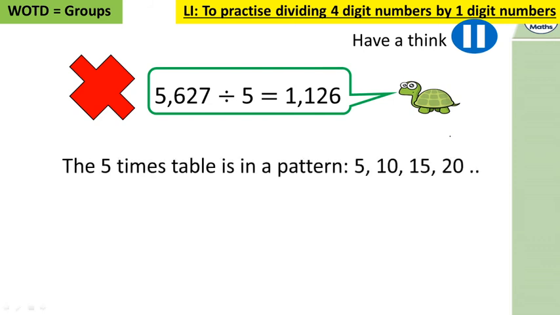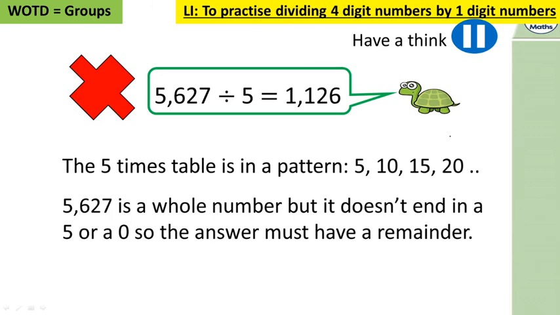Okay, the 5s times table is in a pattern. 5, 10, 15, 20, 25, 30, etc. 5,627 is a whole number, but it doesn't end in a 5 or a 0. So the answer must have a remainder. And if we look here, it tells us it doesn't have a remainder. 7 in the ones column tells us it's definitely not in the 5 times table. If it's not in the 5 times table, it will definitely have a remainder because it's not going to divide exactly by 5.